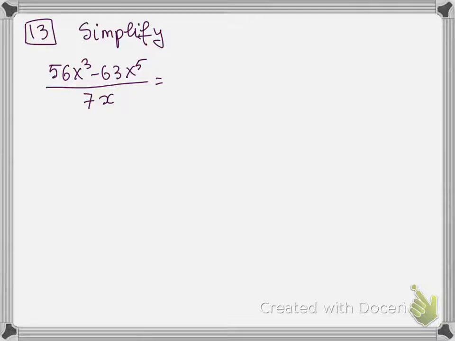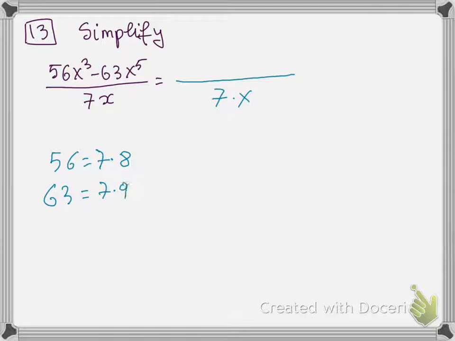Example 13. We're also asked to simplify here. So with the same principle, we're going to factor the numerator and the denominator and try to cancel the common factors. Well, the denominator is simple and also factored, so we bring it over as it is. Then we're going to factor the numerator. So we're looking at 56. Let's write that as 7 times 8, and 63. Write that as 7 times 9.